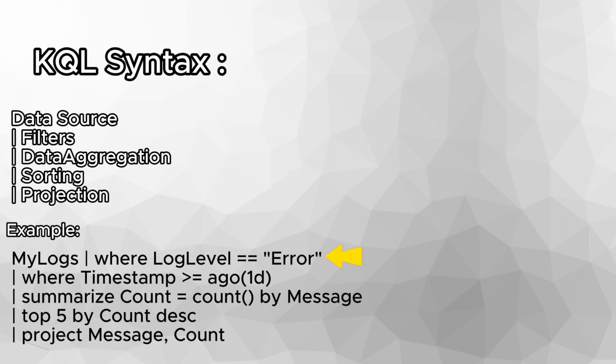Next, you specify the data aggregations, and in this scenario, we are going to use the summarize operator. It's used to aggregate data and perform calculations like counting, summing, averaging. And in this example, we're doing summarize count equal count by number of messages.